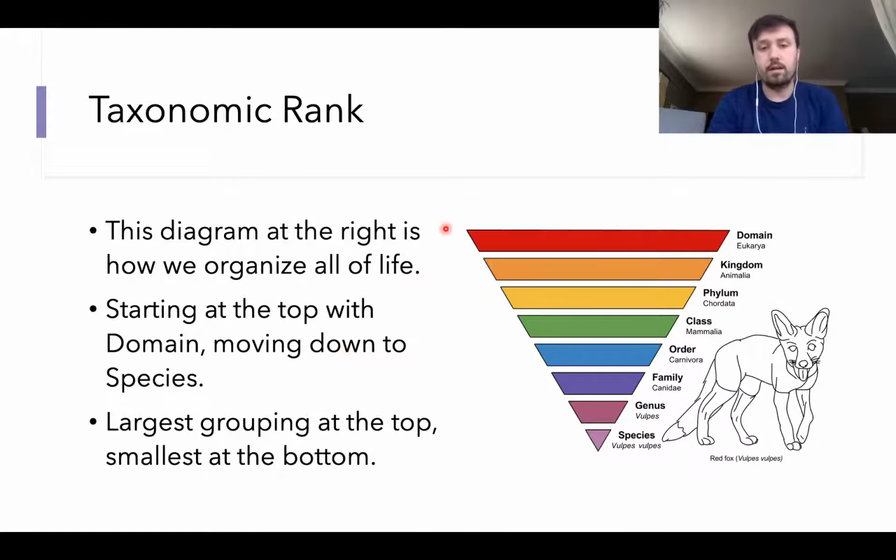If we take a look at this diagram on the right, we see all these different words that you might not have seen before: domain, kingdom, phylum, class, order, family, genus, species. This is the system by which we organize all life on Earth. Anything, like I said, from grass to humans to E. coli, which is a bacteria, can be put into this taxonomic ranking system.